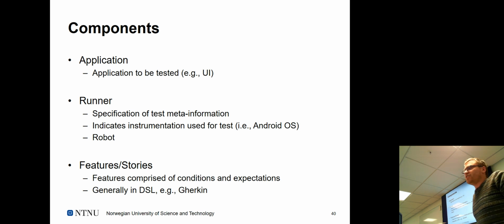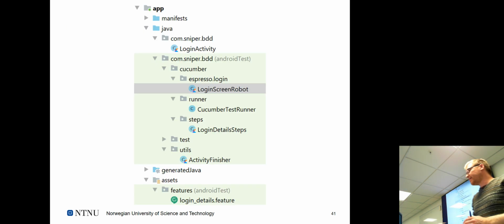The robot is instantiated. The robot is the guy that is actually running through your code and actually testing stuff or pressing buttons and so on. You'll see how that works in a second. And then you have the files that specify the features, for example, right? So this is a typical setup of the code structure there.